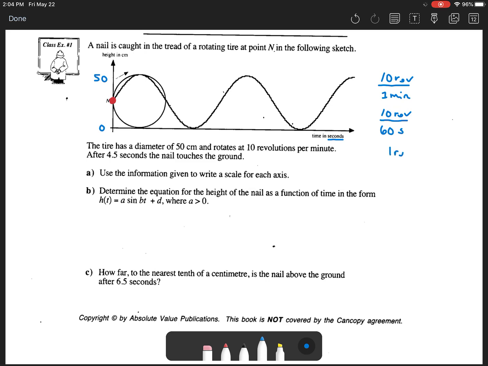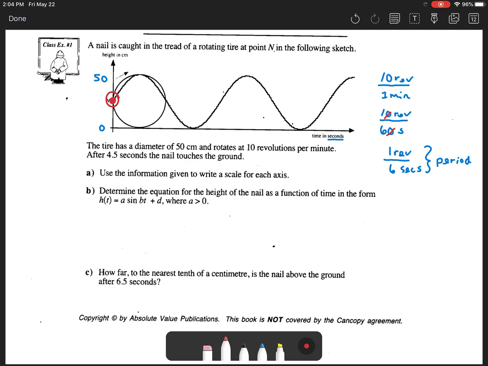But I'm not interested in 10 revolutions. I want to know how long it takes this tire to do 1 revolution, because that's going to be the period length, isn't it? 1 revolution is the period length. So if you take a look at the numerator and denominator, you can divide them both by 10, and what you end up with is 1 revolution every 6 seconds. Now, this is your period length. So what that is telling you is that 6 seconds is your period length.